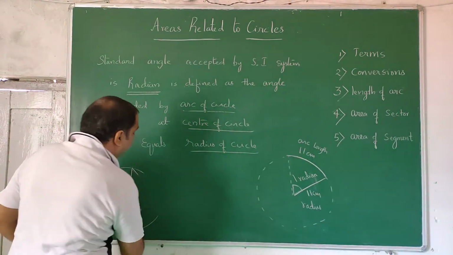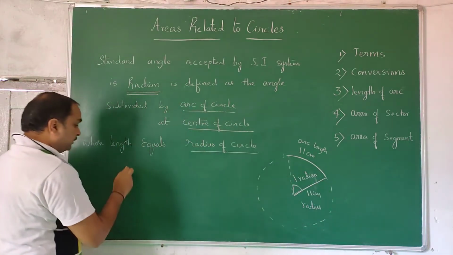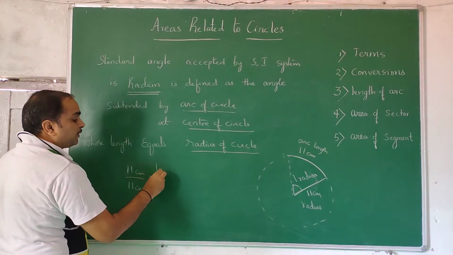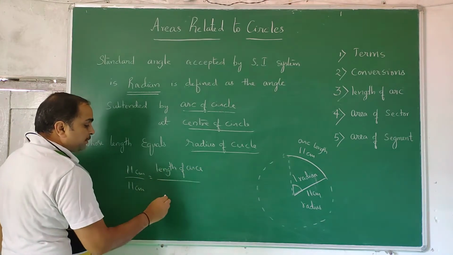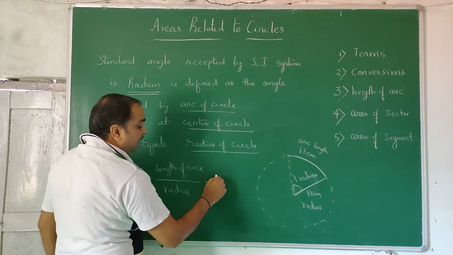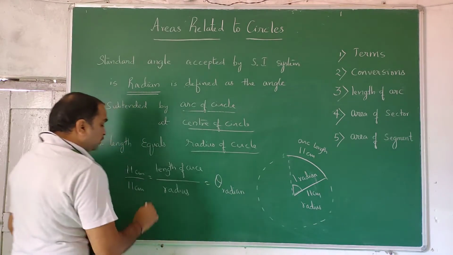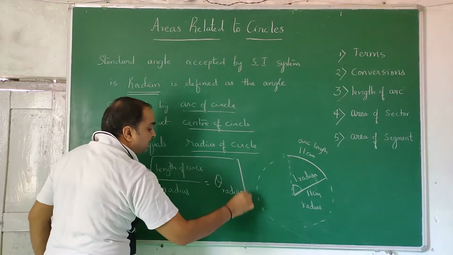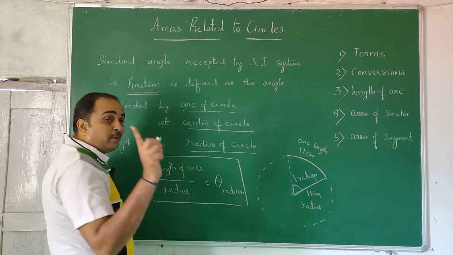Now, using this definition, the length of arc 11 cm divided by the radius 11 cm, is equal to 1. If both are equal, then we get the angle in radian mode. So this 11 we can simply remove, because you can take any circle of any size. The only thing is that the length and radius should be equal. Then theta will be 1 radian.